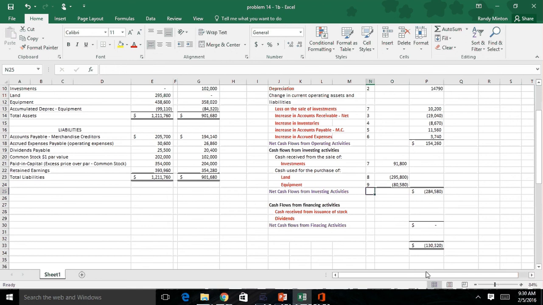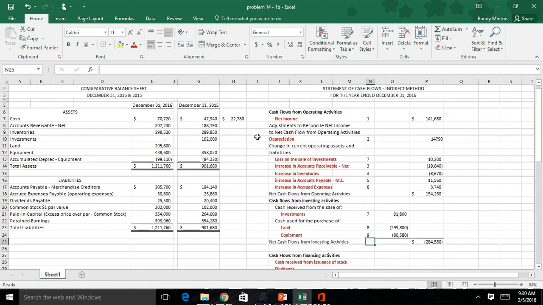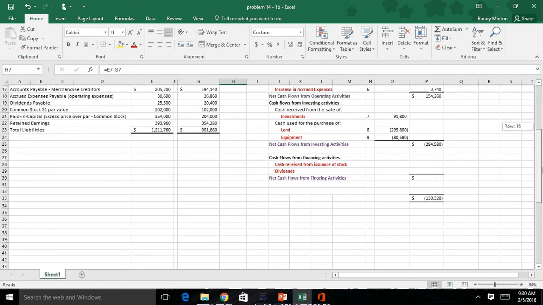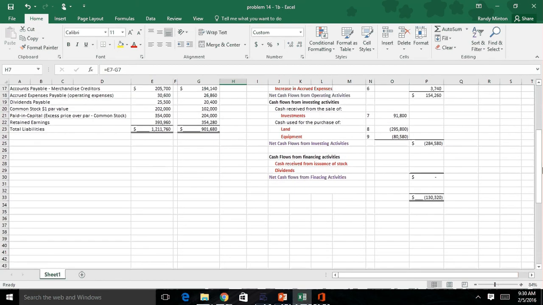Right now we know that it's going to have to be positive numbers coming down through here. The reason is that we have $130,000 negative, and we have to come back to $22,780 positive. So you're always tying out to the actual change in cash. Now, cash received from the issuance of stock: we were again told that all of the common stock was issued for cash.